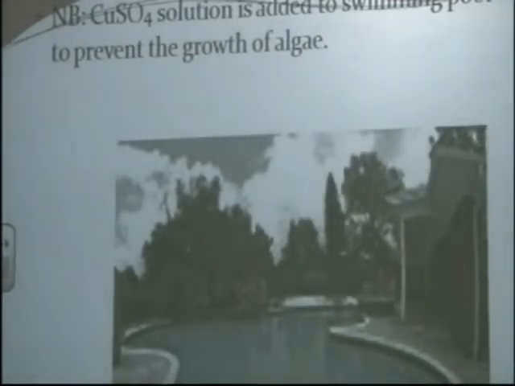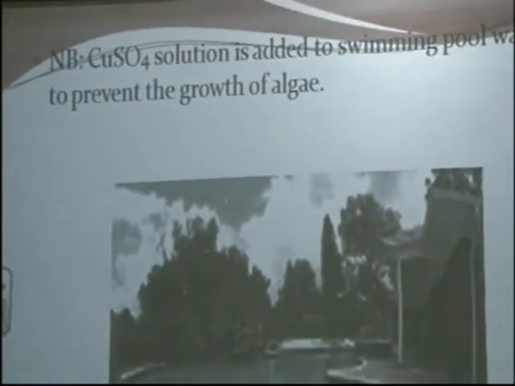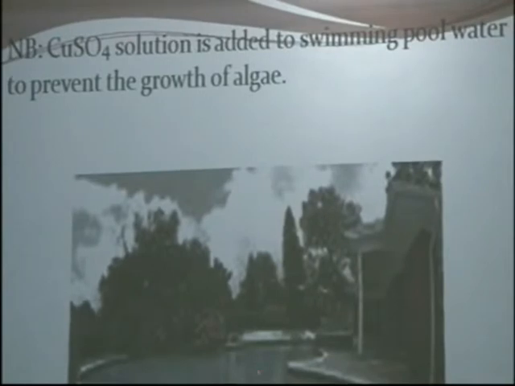Next, this is a swimming pool. The color is blue. Why is the water in swimming pool blue? Why is the water blue? Because copper sulfate solution is added to swimming pool. Copper sulfate solution is a blue solution. Its function is to prevent the growth of algae, that is, this greenish organism that normally grows in water. If you put copper sulfate there, it will kill them, and they will not be able to grow, and the water will be clean and safe for swimming.